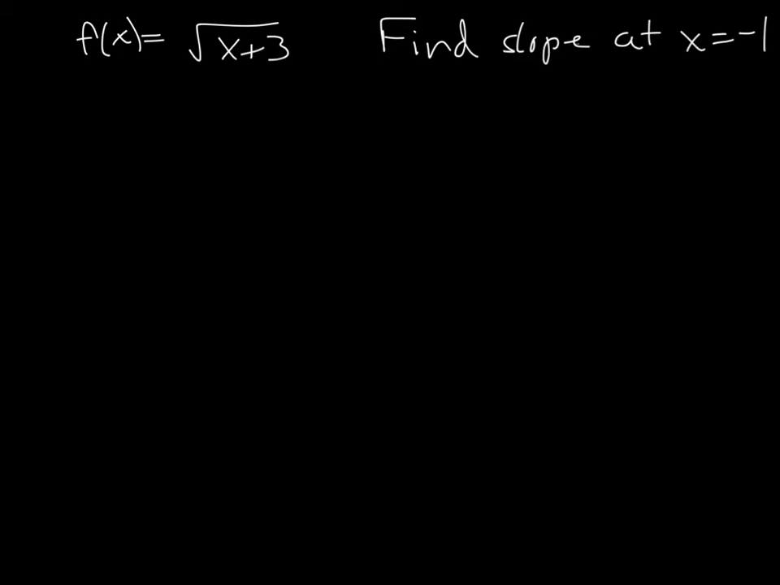Okay, here we are. We've got a function, and we're trying to find the slope at x equals -1. That would be the instantaneous slope at a point. So we're going to set up a difference quotient and find the limit. We need to pick 2 points.